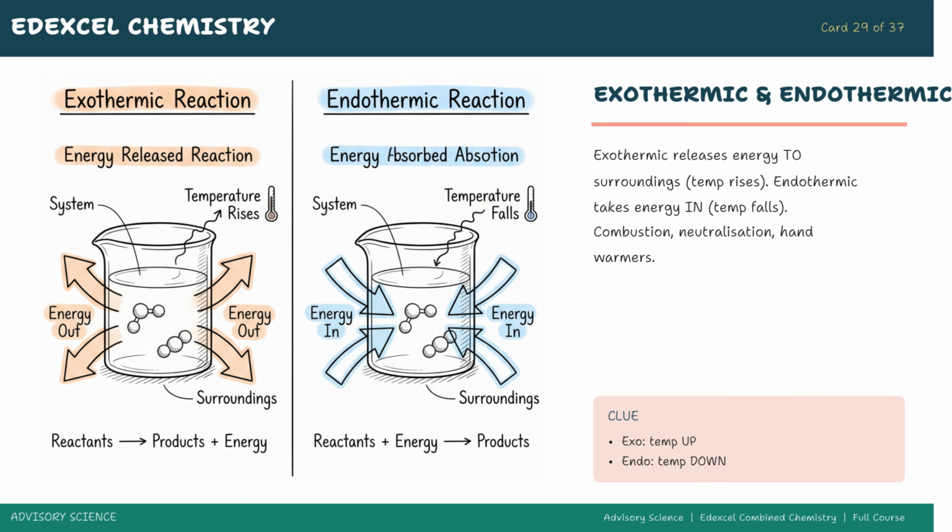Exothermic and endothermic. Exothermic reactions release energy to the surroundings, so the temperature rises. Combustion, neutralization, and hand warmers are all exothermic. Endothermic reactions take energy in from the surroundings, so the temperature falls. Thermal decomposition and sports injury packs are endothermic. The clue is in the temperature change.